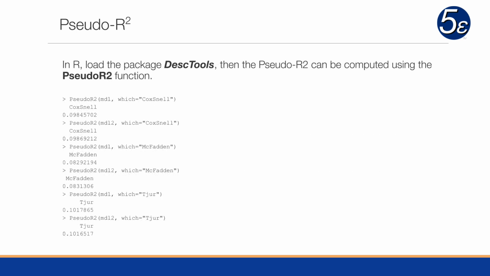In R, we're going to load the package DescTools, and then the pseudo R2 can be computed using the PseudoR2 function. So in this case, we have the pseudo R2 of the model, Cox-Snell, and we do it again, pseudo R2 of model 2, Cox-Snell, and we can see that the first one is 0.0984, and the other one is 0.0986. In the second case, we have two models here, again McFadden's, and we have 0.0829 and 0.0831. And for the Tjur model here, we've got 0.1017 and 0.1016.